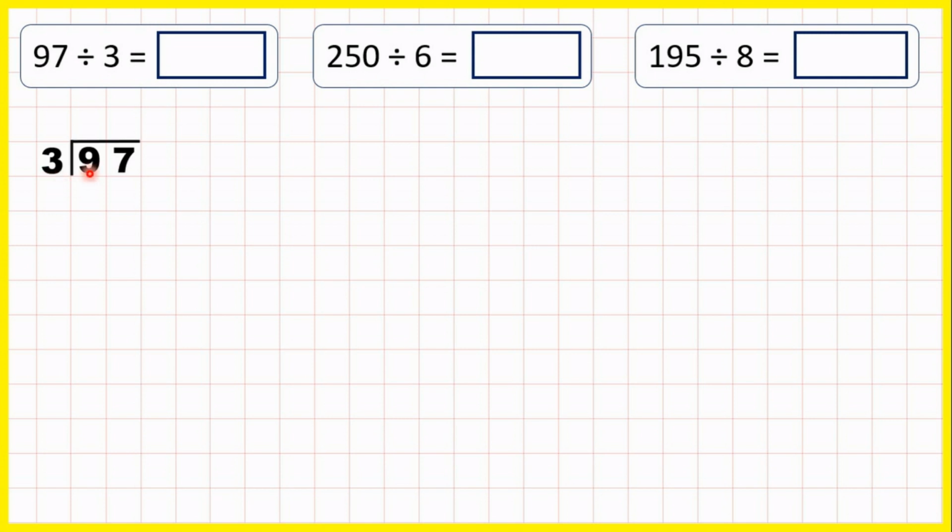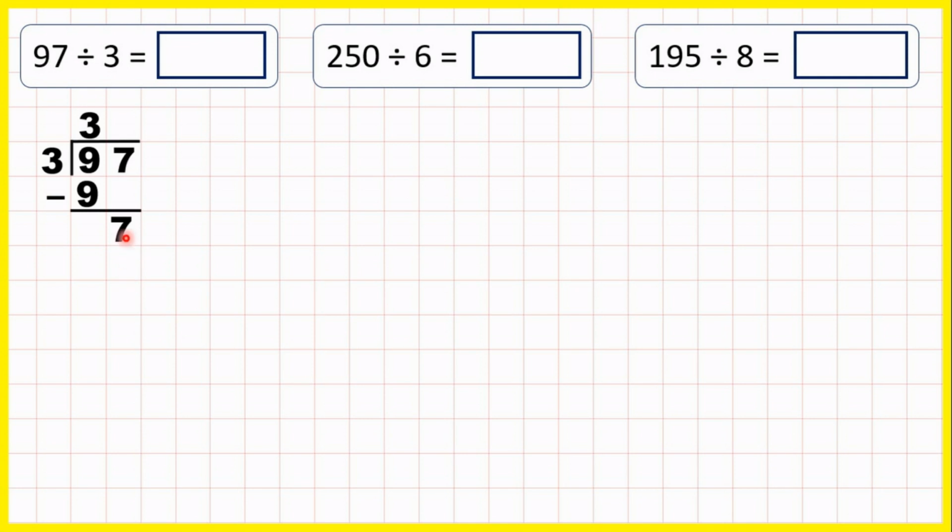Now, taking the first digit, we have 9 divided by 3. Well, 9 is in the 3 times table, and 9 is 3 times 3, so we can write 3 as the first digit of our answer. So now we subtract and bring down. 9 take away 9 is 0, so we don't need to write anything here, but we do need to bring down the 7. So we have 7 divided by 3.